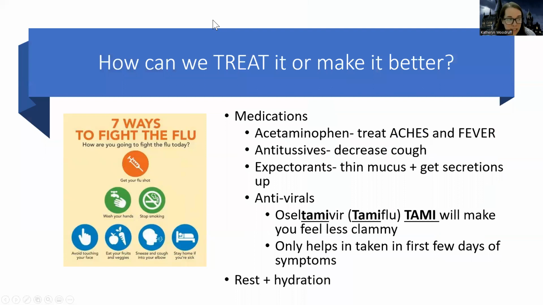So how can we treat influenza or make it better? Medications such as acetaminophen help to treat aches and fever, like we talked about before. We can give antitussives, which I'm going to talk about on the next slide, which help to decrease cough. We can give guaifenesin or expectorants to help thin mucus and get the secretions up. And then one that's specific to influenza is oseltamivir, or Tamiflu. I always remember Tammy will make you feel less clammy.